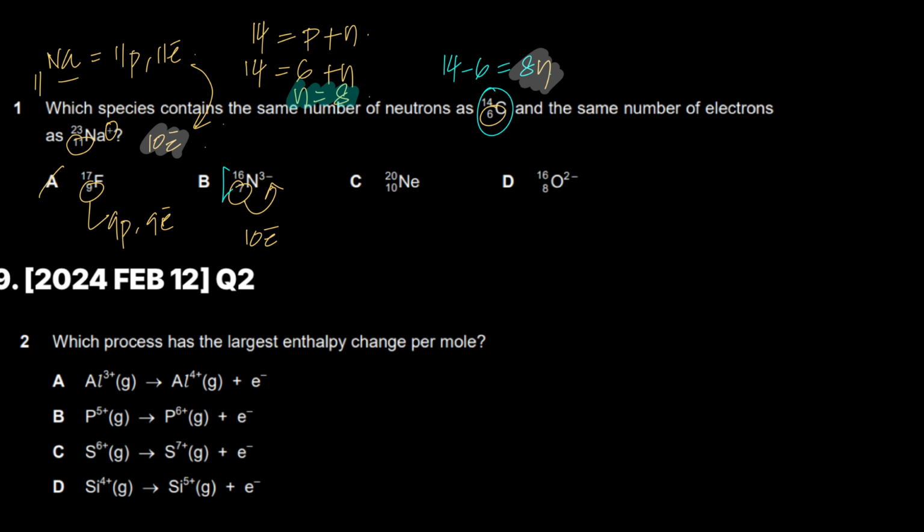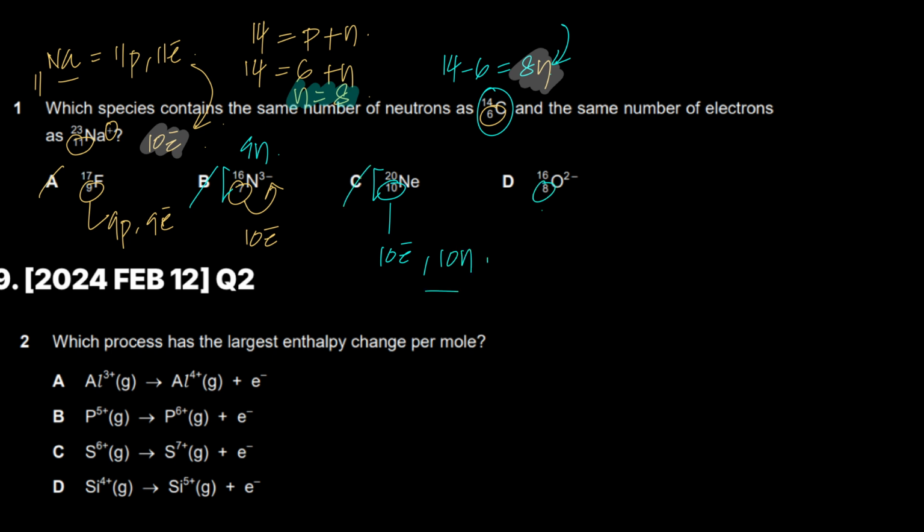16 minus 7. How many neutrons do I get? That's 9 neutrons, I think. So that's incorrect. I need 8 neutrons, right? Similarly here, it has 10 electrons. And how many protons does it have? We don't need to look at the protons. How many neutrons does it have? 20 minus 10. That's 10 neutrons. How many do I need? I need 8. So C is also wrong.